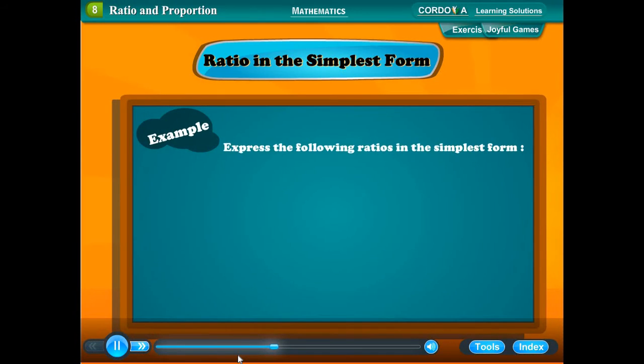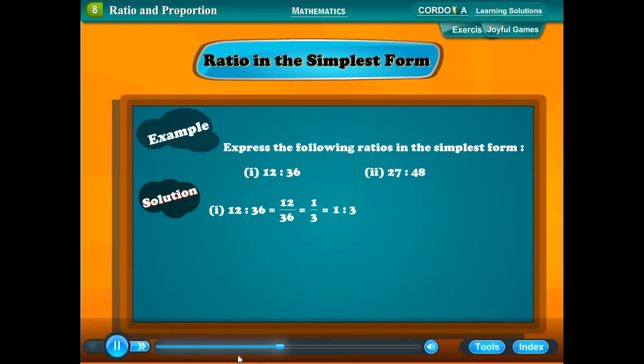Example. Express the following ratios in the simplest form. 12:36 and 27:48. Solution. 12:36 is equal to 12 upon 36, which is equal to 1 upon 3, which is equal to 1:3. 27:48 is equal to 27 upon 48, which is equal to 9 upon 16, which is equal to 9:16.